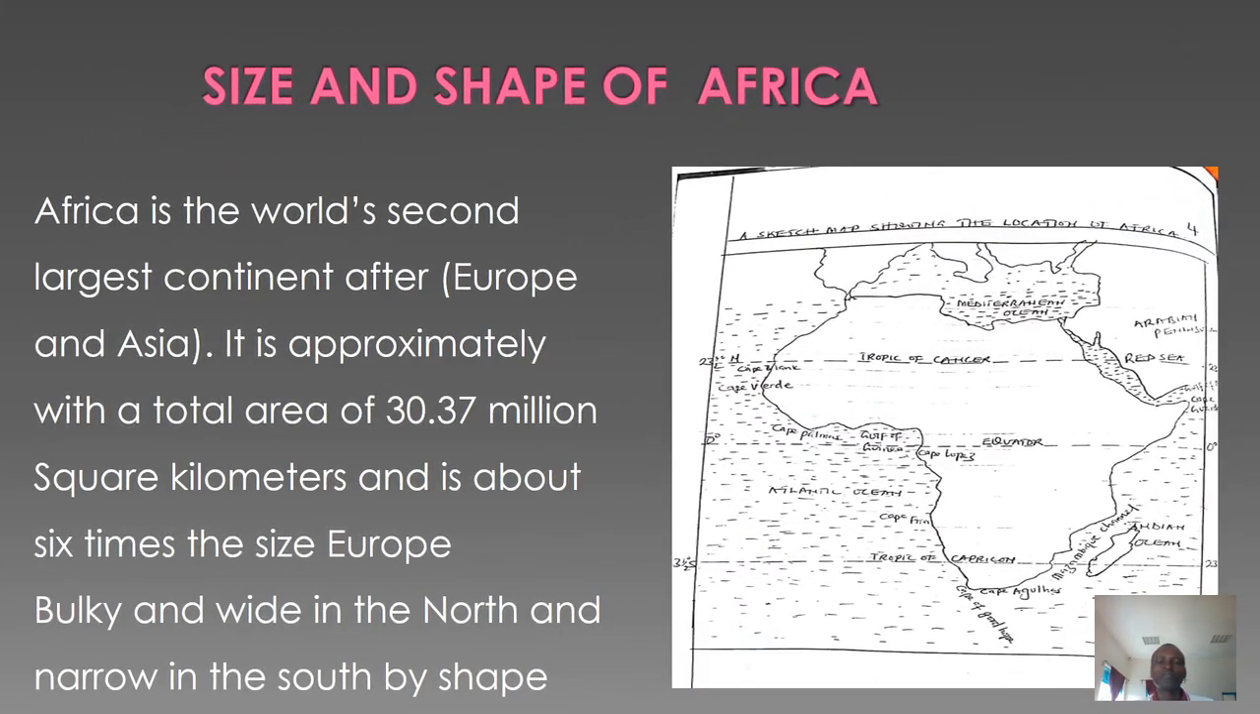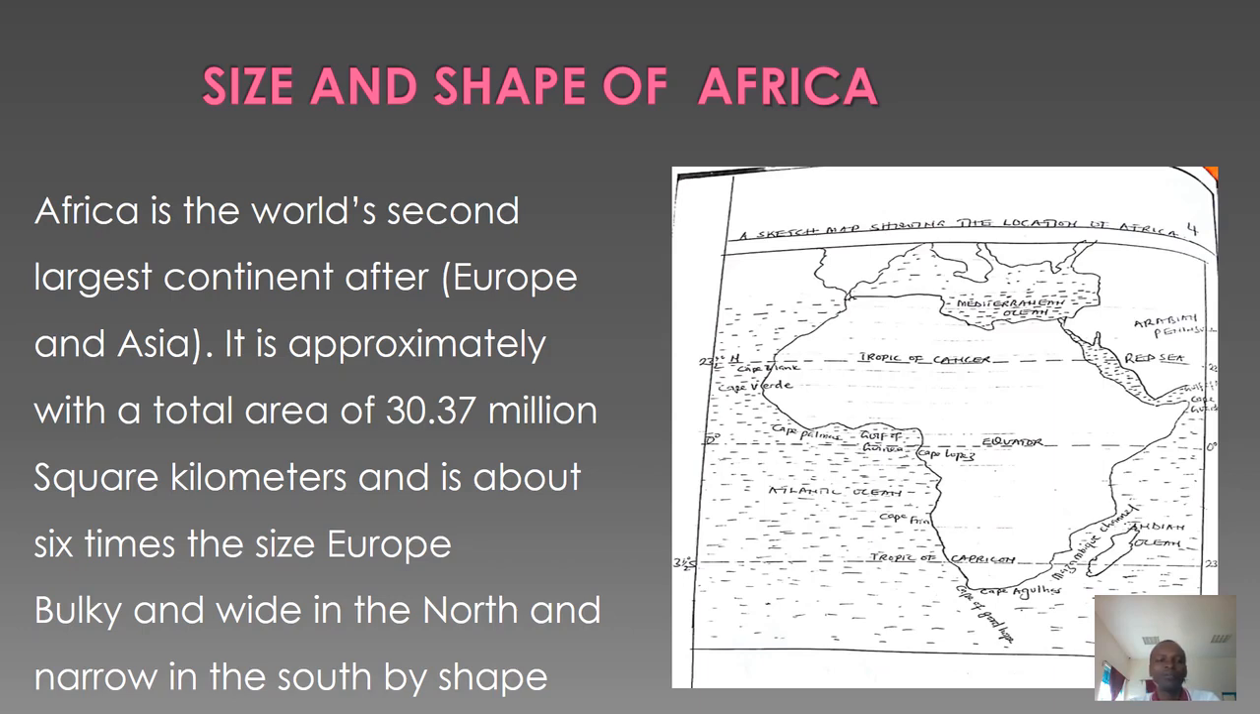Size and shape of Africa. Africa is the second world largest continent after Asia and Europe. It is approximately with a total area of 30.37 million square kilometers and is about 6 times the size of Europe.